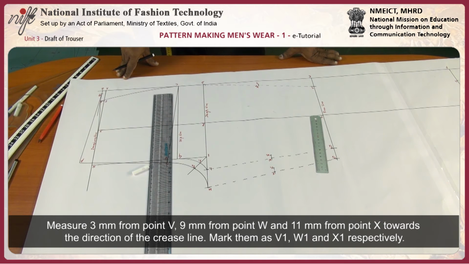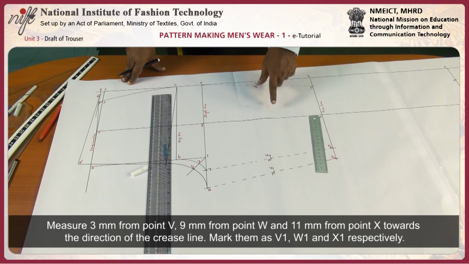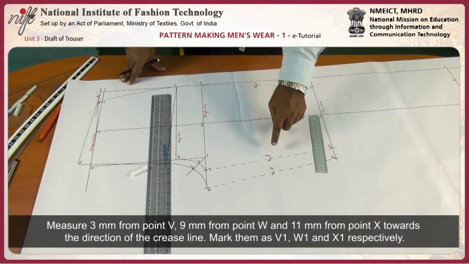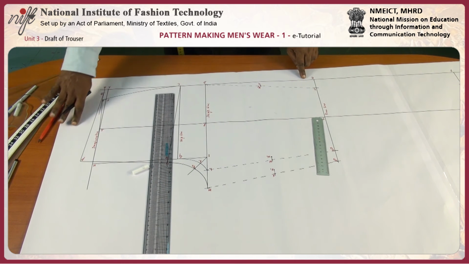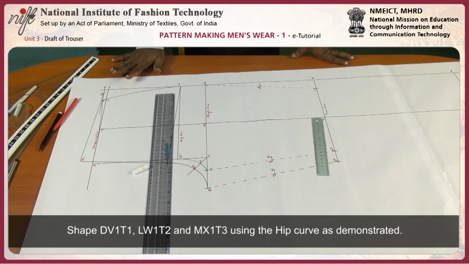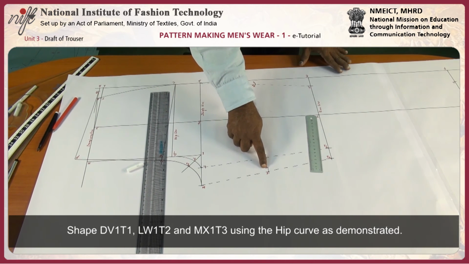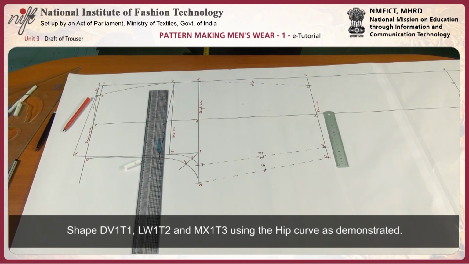See these measurements to be measured from X towards the direction of the crease line, W also towards the crease line and V1 towards the reference line. Shape DV1T1, LW1T2 and MX1T3 with the help of hip curve as demonstrated.